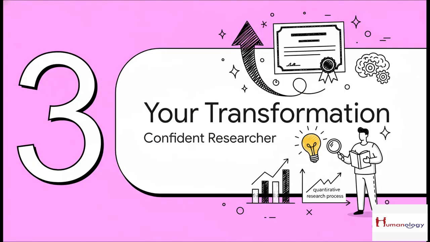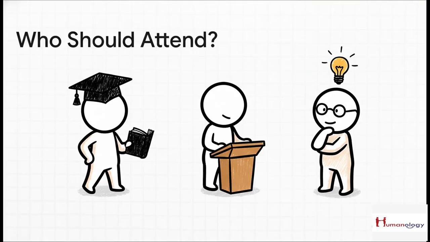So, after you've gone through this whole journey, what's the real outcome? It's a personal transformation. It's about you going from feeling uncertain and maybe a little overwhelmed to being a confident, capable researcher. And this kind of structured approach is for pretty much anyone in the academic world. Whether you're a postgraduate student just starting out, a junior academic trying to get published, or even a senior academic who just wants to sharpen their skills, this is for you.